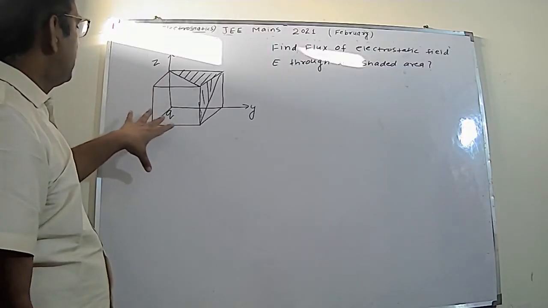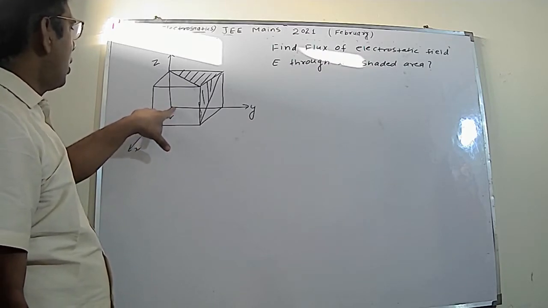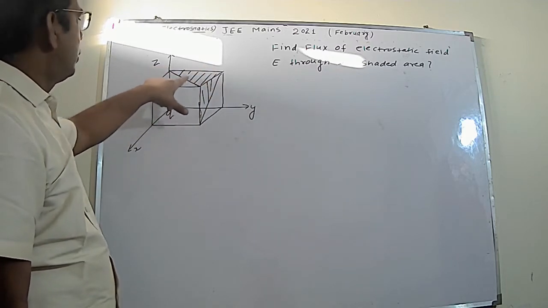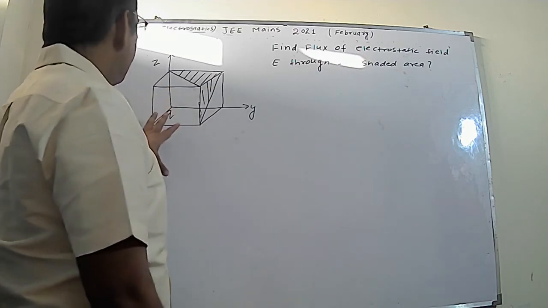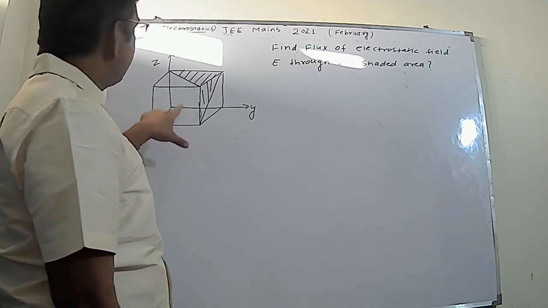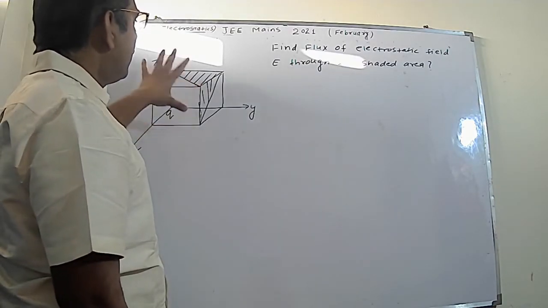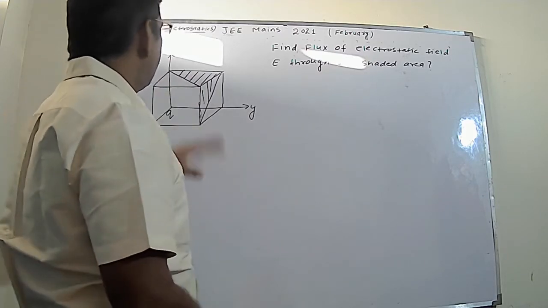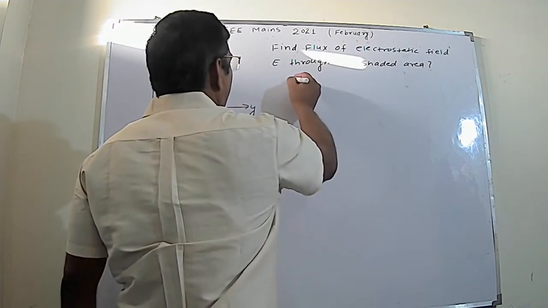A Q charge is kept here at one corner, and we have to find out the electric flux through the shaded area. So how to proceed? In this problem we can assume that this Q is at the center of a bigger cube, and it is just 1/8 part of the bigger cube.